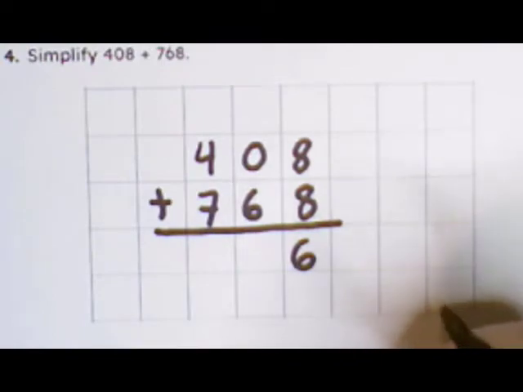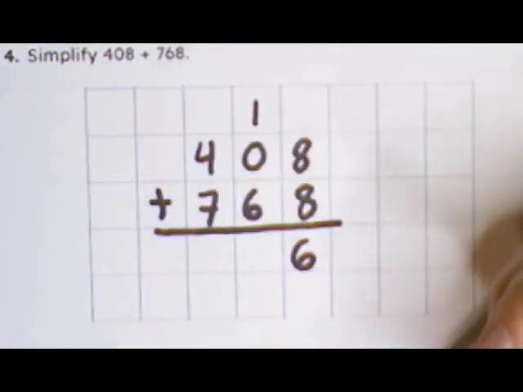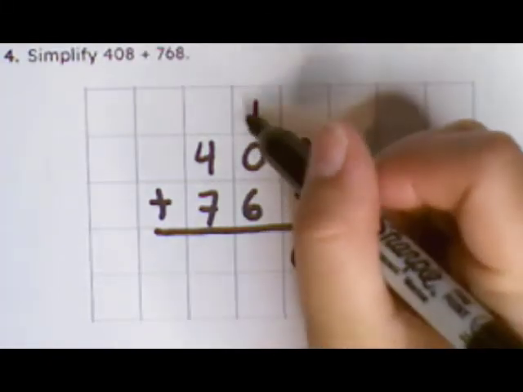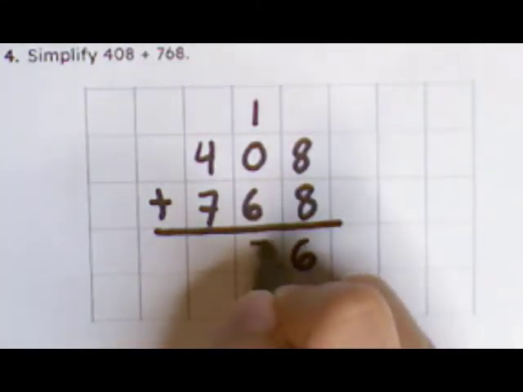6 ones I write here. 10 ones is the same as 1 ten. So I regroup a 1 or carry that 1 to the next column. 1 ten plus 0 tens plus 6 tens is going to give me 7 tens.